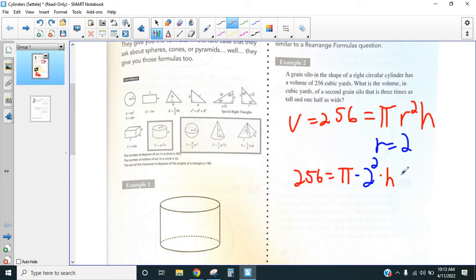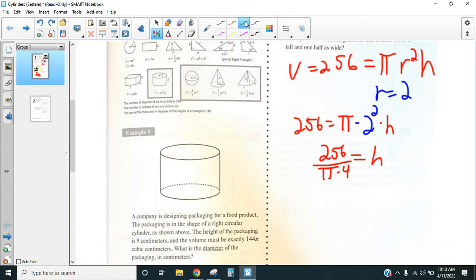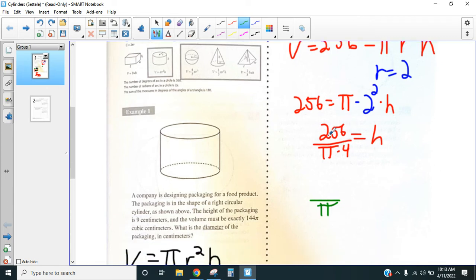So anyway, here we go. 2 squared is 4. And then if we wanted to solve for h, it would end up being this. You'd have to divide by pi, but you'd also have to divide by 4, both of those things. If you do that, I know the pi is going to be funky on the bottom, but that's okay. You can take 256 divided by 4. You can simplify that and put it in the numerator. Somebody want to help me?